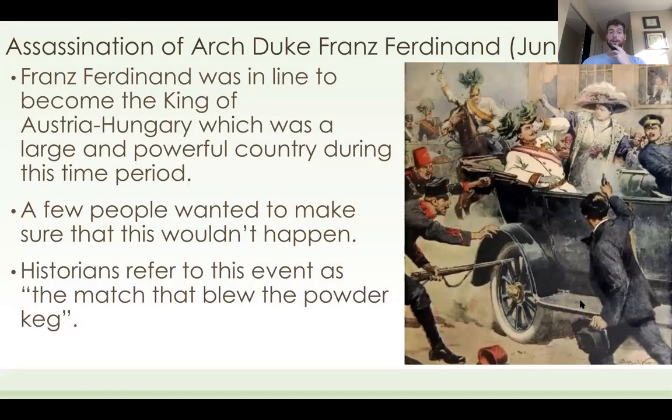So as a result, you get the assassination of the Archduke Franz Ferdinand. This happens on June 28, 1914. Franz Ferdinand was in line to become king of Austria and Hungary, which again was a large and powerful country during this time period in Europe. A few people wanted to make sure this wouldn't happen. Historians refer to this event as the Massive Powder Keg.